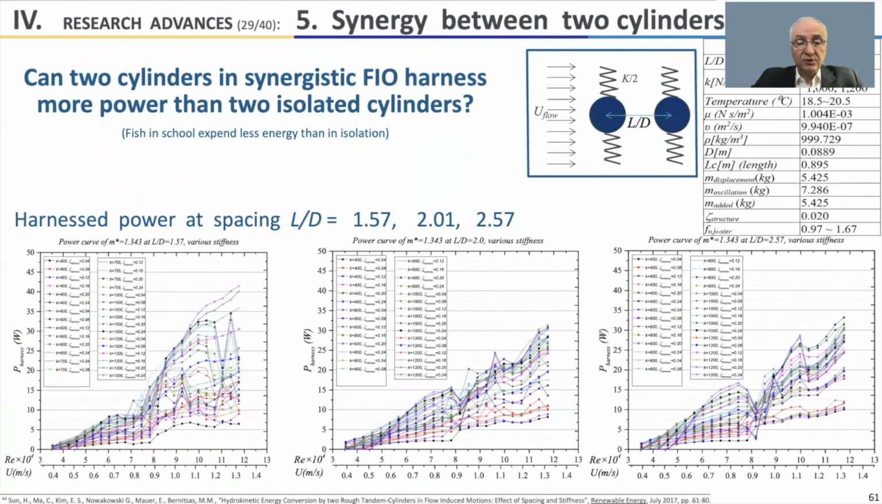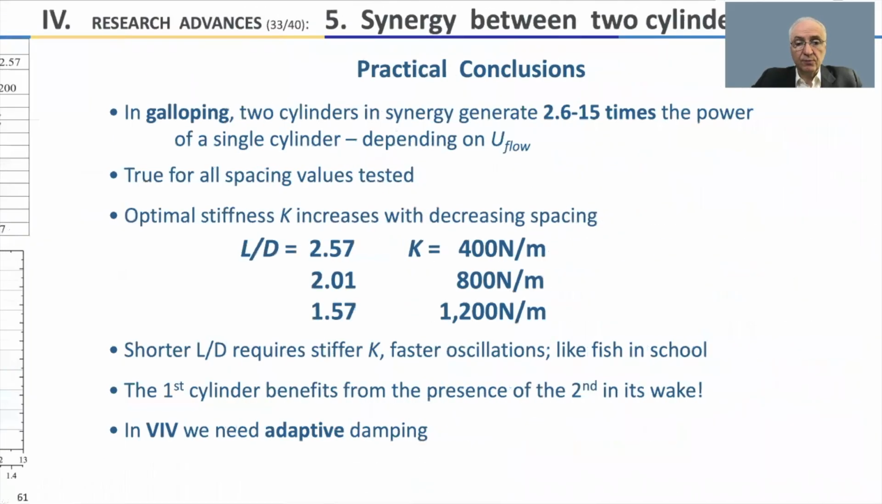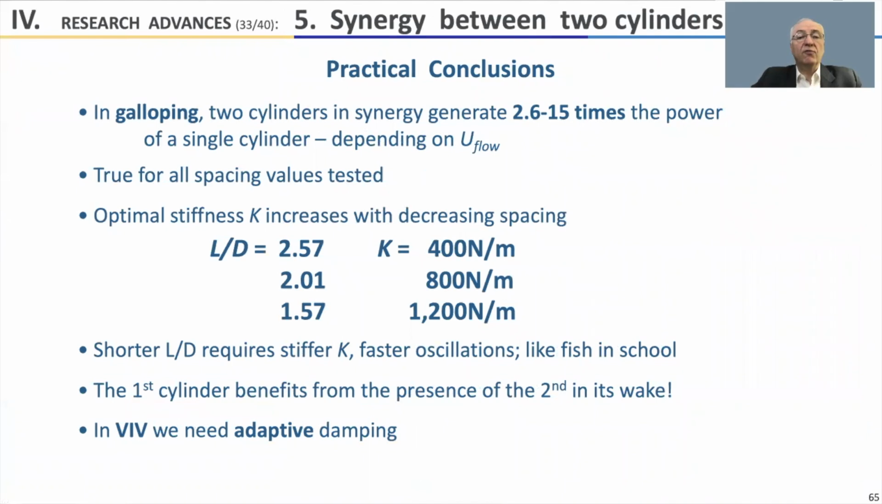Comparison between two cylinders. We have tested various spacings, a very high range of stiffnesses and mass ratios. The summary of all this research is that cylinders in groups behave just like fish in schools. Specifically, you want to go faster, you get them closer, and you use higher stiffness. These are the optimal values for each one of those spacings, just like what fish do.